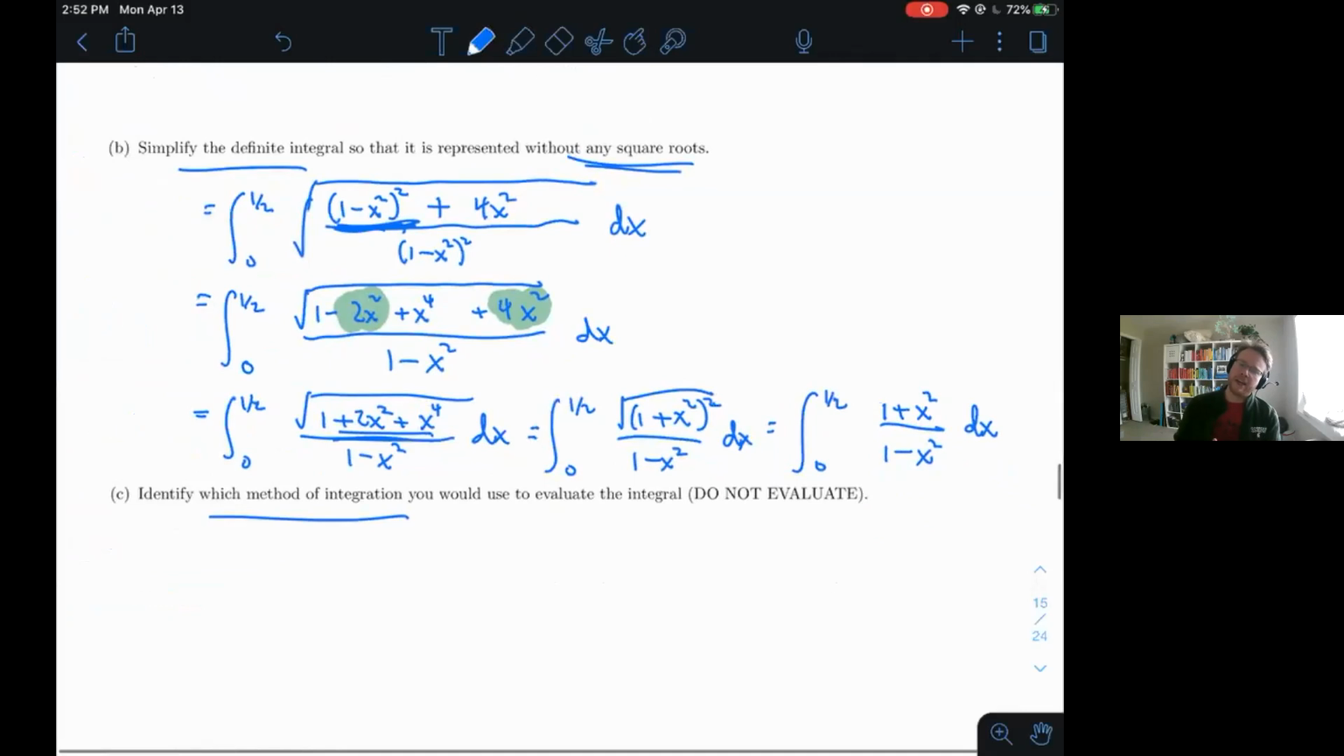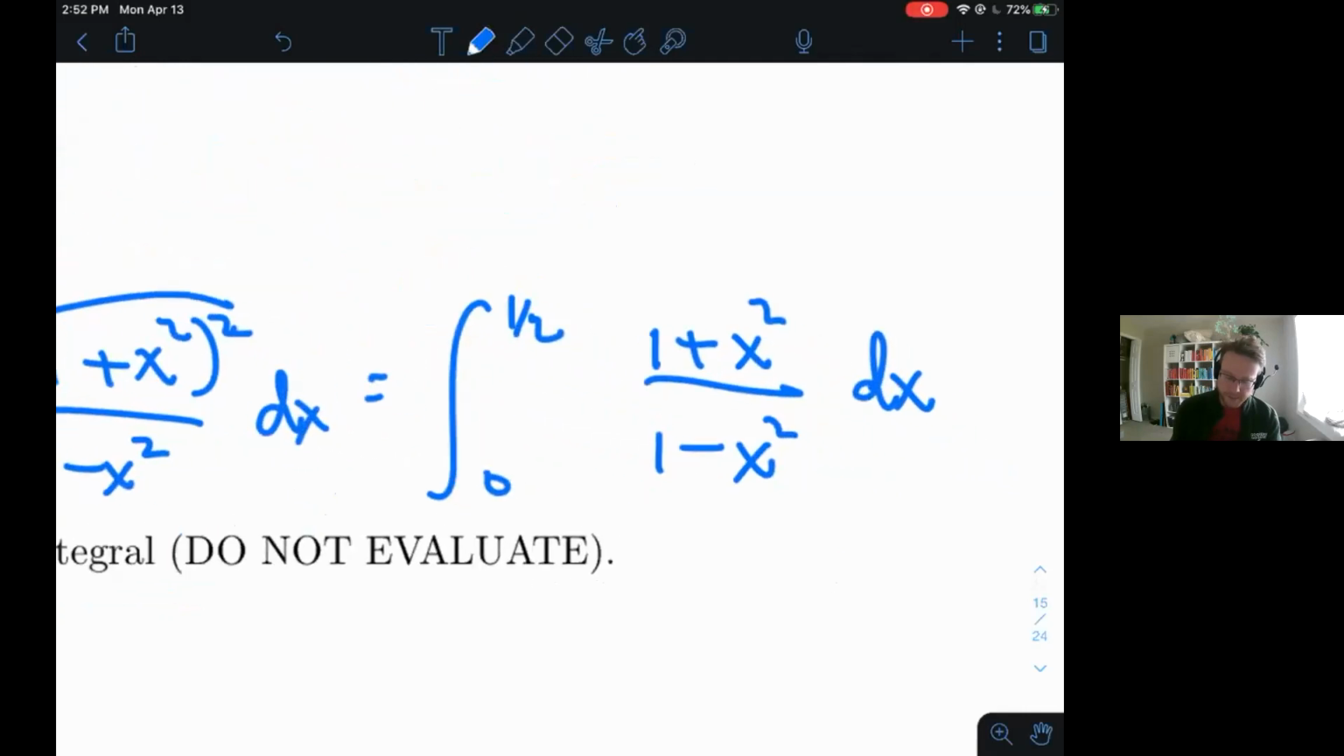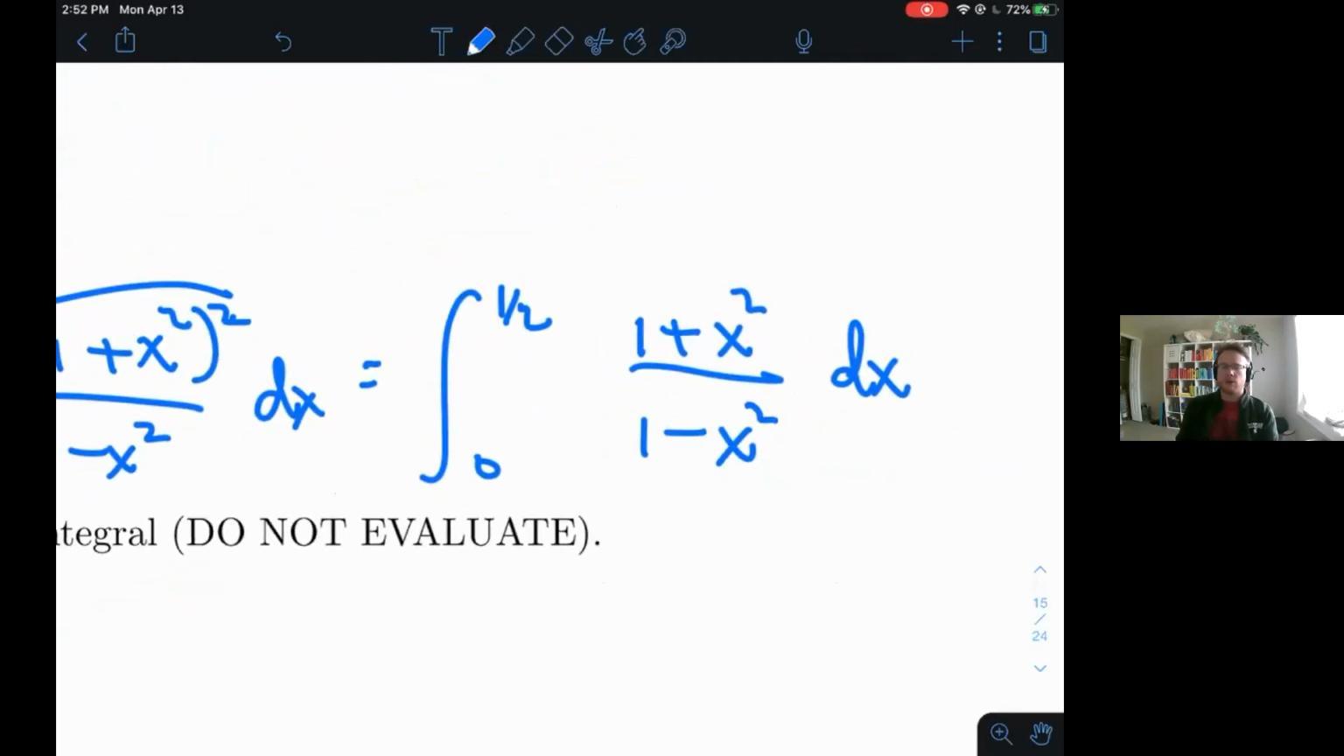And then in part C, we're not actually going to do this all the way out, but we're just going to identify which method of integration we would use in order to do this. So I guess first off, we can eliminate u-substitution, it won't work. Well, we got rid of the square root, so I'm not thinking trig sub.